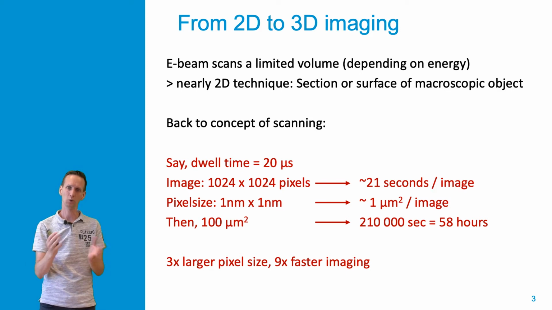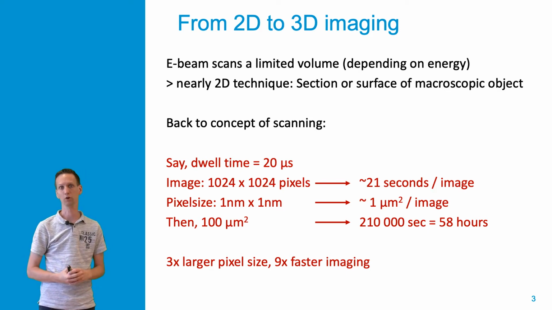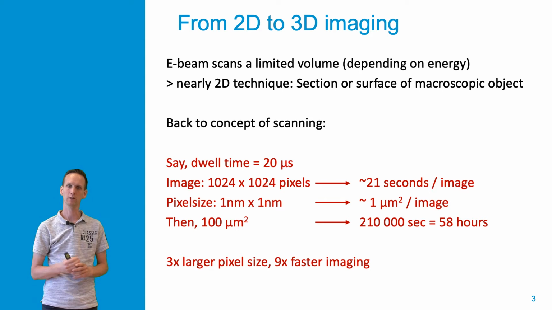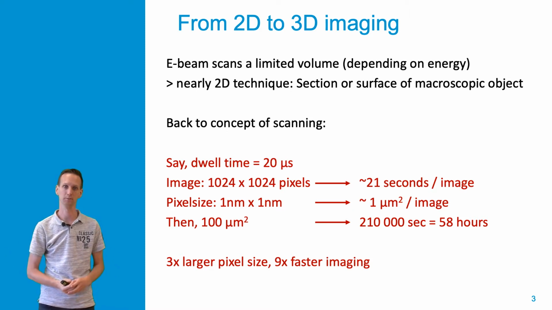So say our dwell time is 20 microseconds, which is a realistic value for an electron microscopy experiment, and suppose we scan an image of 1024 by 1024 pixels. This means that we have a pixel dwell time on the order of 20 times 10 to the minus 6 seconds, and we have to record about 10 to the 6th pixels, slightly more. So this will take approximately 21 seconds, slightly more than 20 seconds.